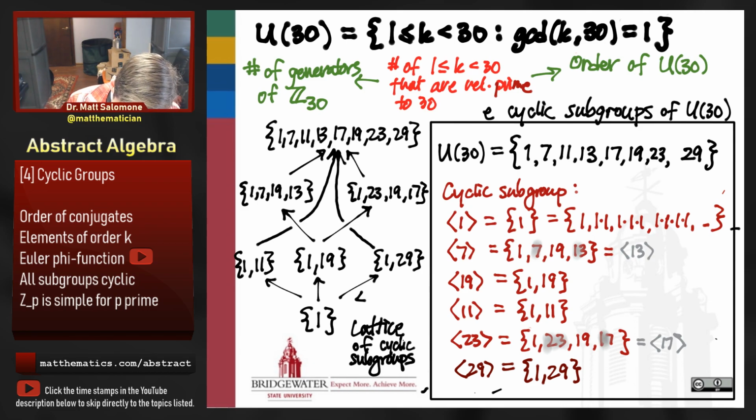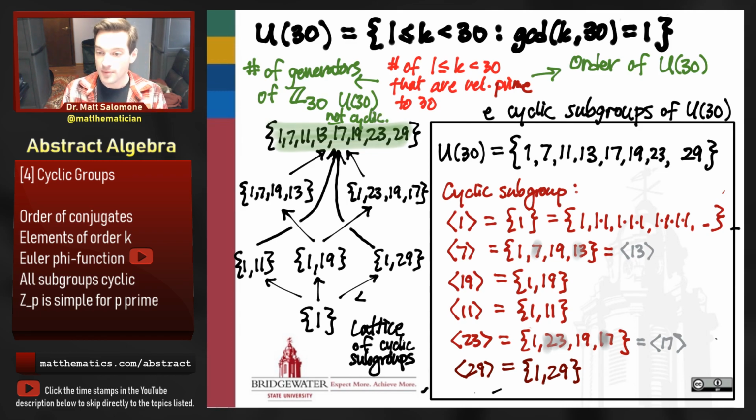And therefore, based on an exhaustive list of the cyclic subgroups generated by all different elements in my group, we can conclude that Z30 is not cyclic. Or sorry, U30 is not cyclic. U30 is not cyclic, because none of its elements by itself can generate the entire group.